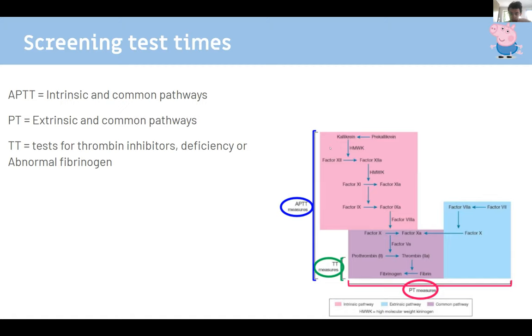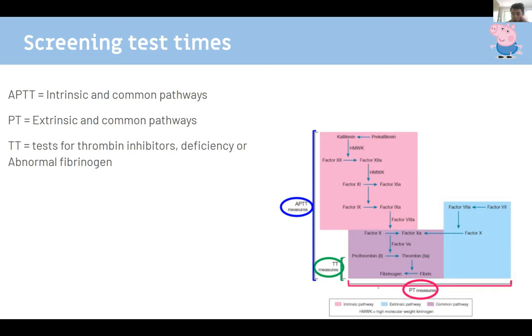APTT is a measure of the time. Sorry, and these are all measures of time. It's the time taken to reach these end stages, these fibrin formations. APTT is the intrinsic pathway, and it includes all of this.